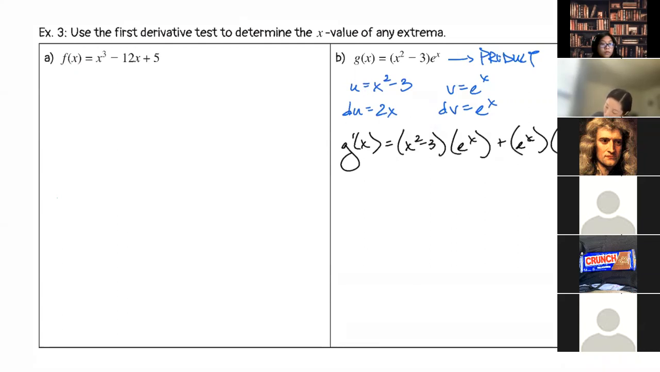And I notice that I'm going to want to set this equal to 0, but while I'm simplifying the other side, I might also notice it has a common factor of e to the x. And so I'm going to factor that out, e to the x. What's left inside? x squared minus 3 plus 2x. All right.